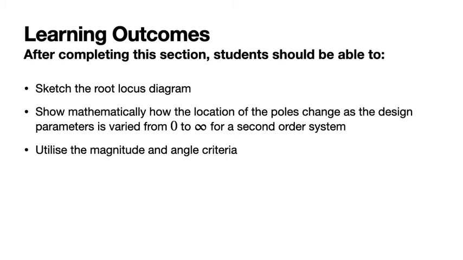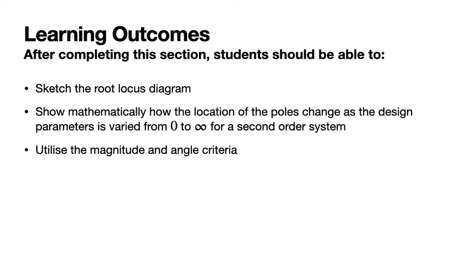After completing this section, you should be able to, first, sketch the root locus diagram, and second, show mathematically how the location of the poles changes as the design parameter is varied from 0 to infinity for a second order system. Most of the examples will be on second order systems, and utilize the magnitude and angle criteria.